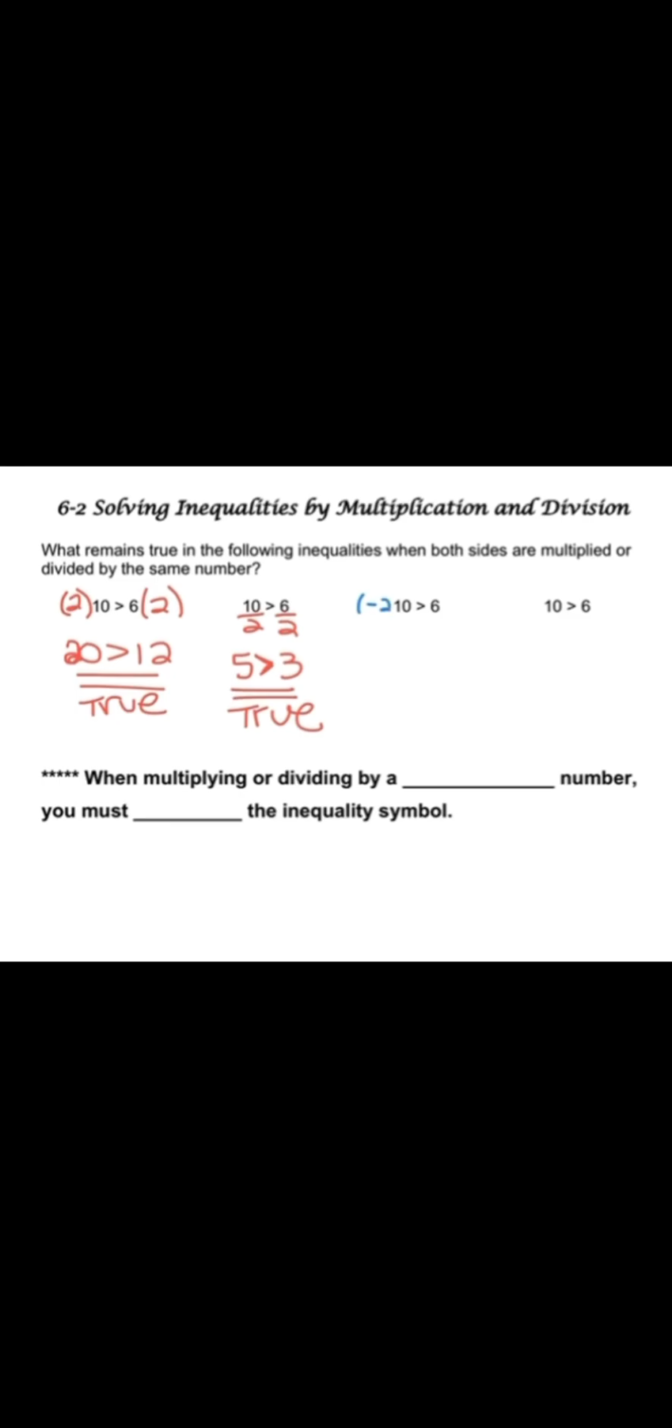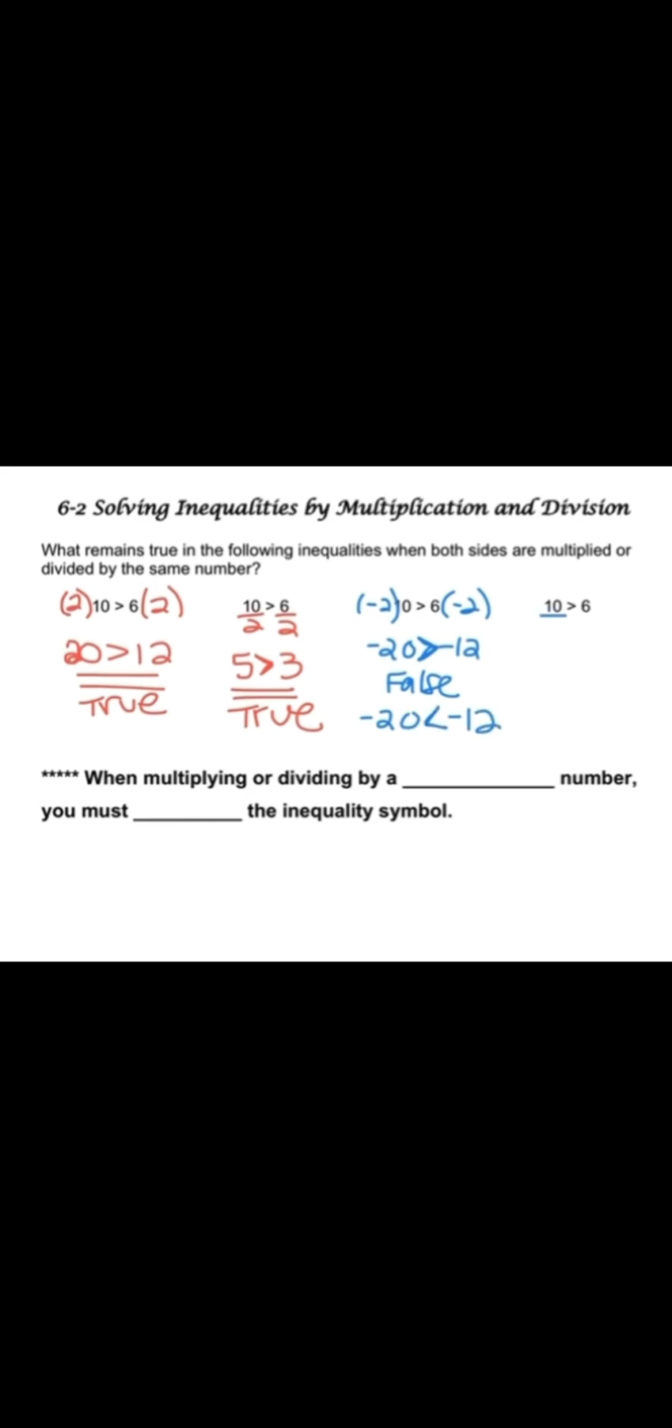But now when I work with negative numbers, you guys are going to see a difference here. If I multiply both sides by -2, I will get -20 and -12. If I kept the symbol facing the same way, this would actually be a false statement because -20 is not greater than -12. It's less. So to make it a true statement, I have to flip the inequality. So this inequality gets flipped.